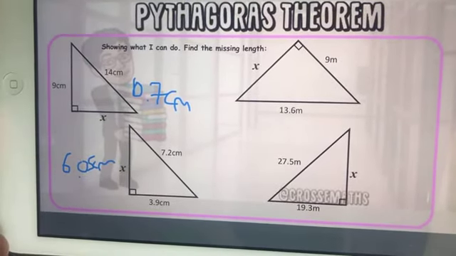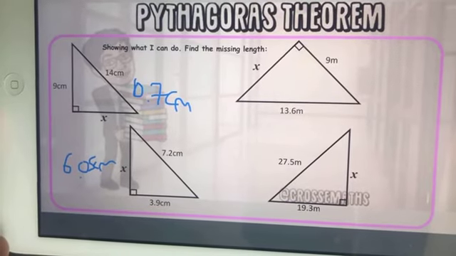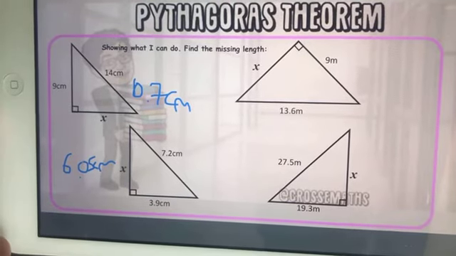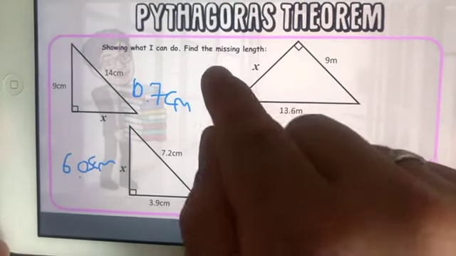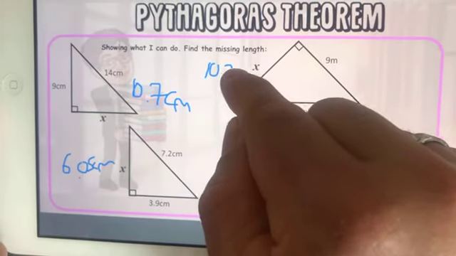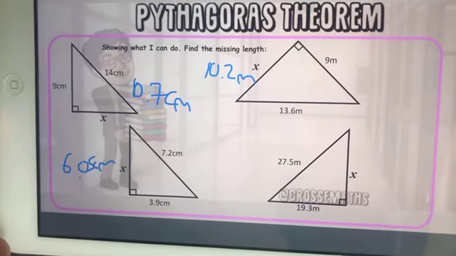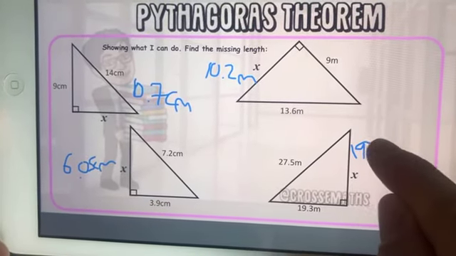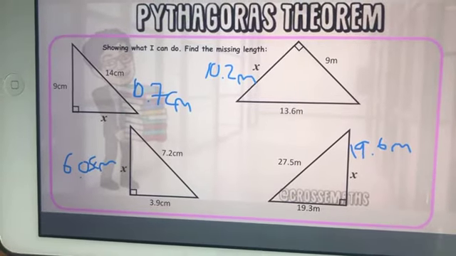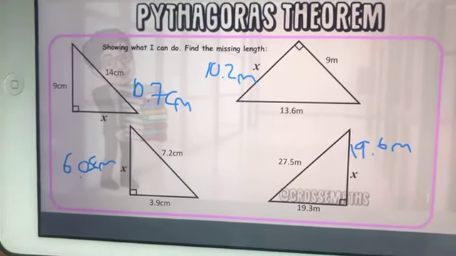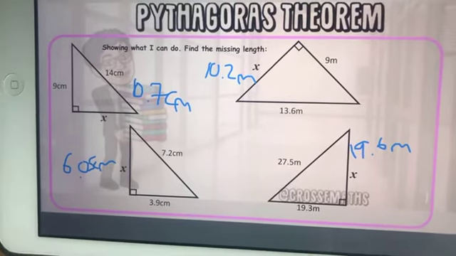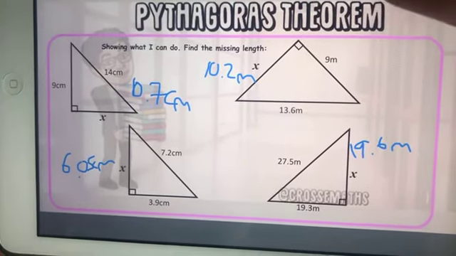And then I've got 13.6 squared, take away 9 squared. That gives me 10.2 meters. And then 27.5 squared, take away 19.3 squared, gives me 19.6 meters. Right, guys, make sure they're all marked up for me. Make sure everything you've done, you know whether you're right or wrong. If you got most of those right, again, I think you probably understand this really well.